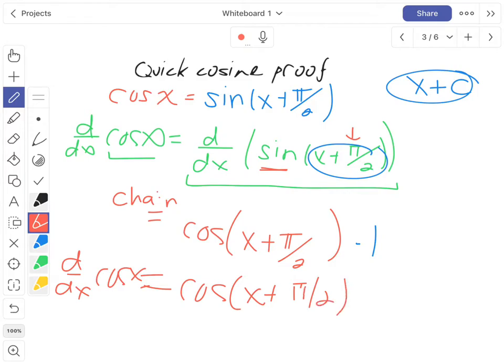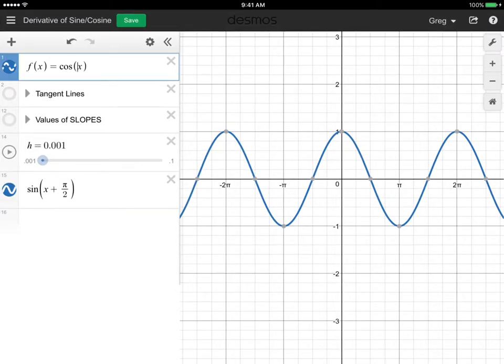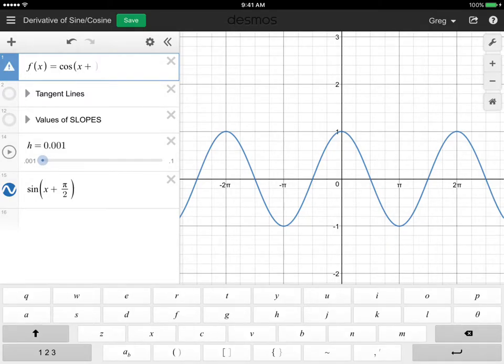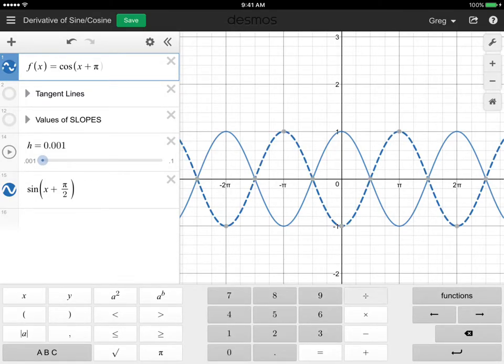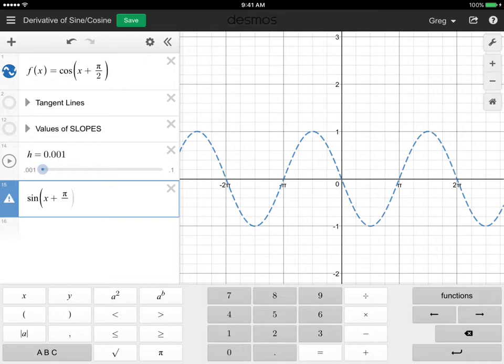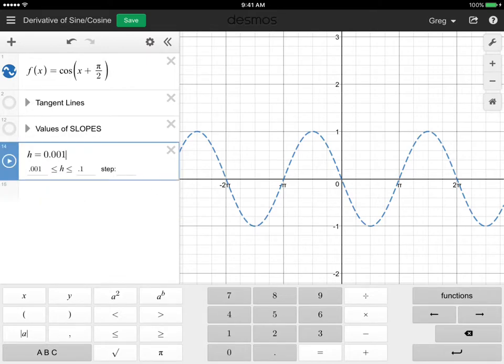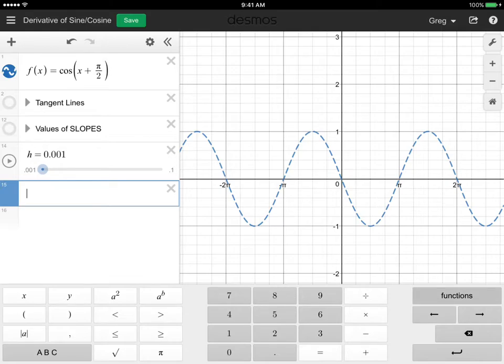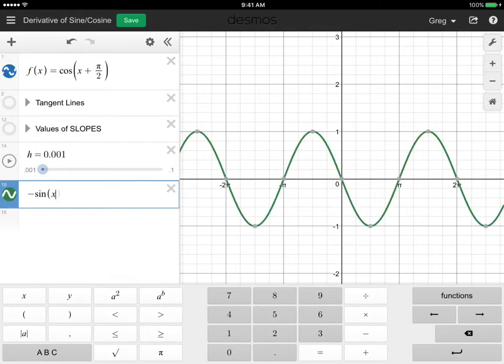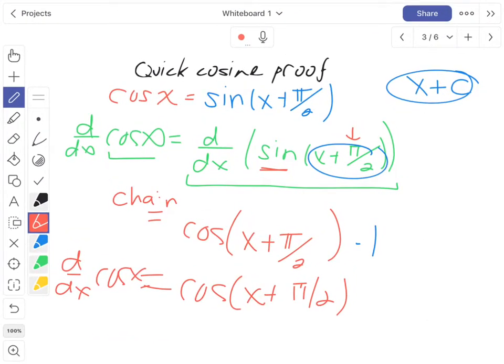However, if we go back and look at the cosine of x plus pi over 2, so we come back up here and change this to the cosine of x plus pi over 2. What we'll notice, though, is that's just the flip of the sine function. So I'm going to get rid of our sine function. I can just visually see that. If I go ahead and put in the opposite of the sine of x, we'll see that those are the same functions. So we can also prove it using the derivative rules that we already know. So again, we would then conclude that this thing right here can be replaced with negative sine of x because they are equivalent.